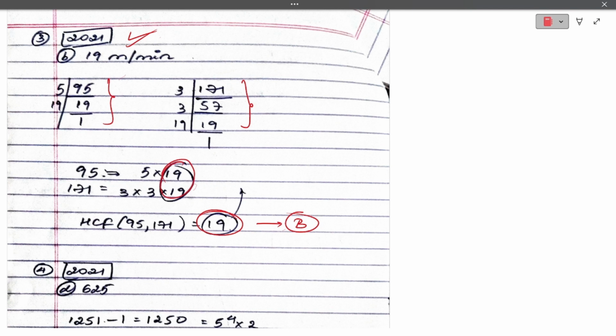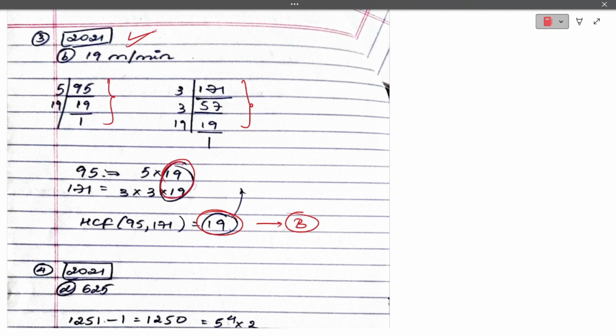The chapters involved here are very simple. The first chapter was real numbers, and the second chapter, polynomials, are the major intention of setting this question paper. We'll move ahead with the next question.